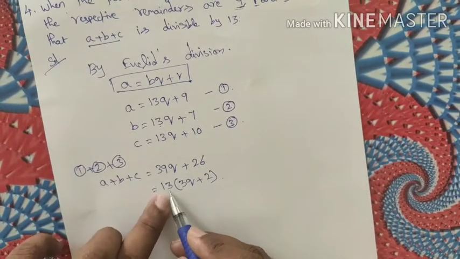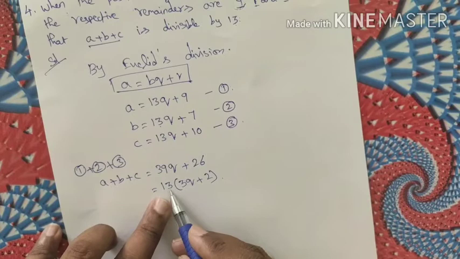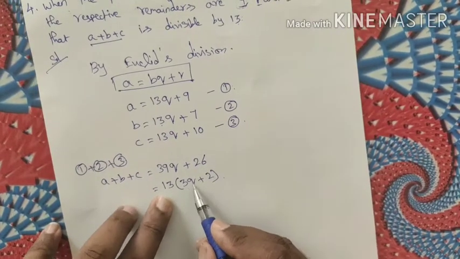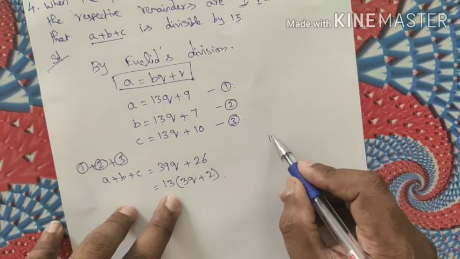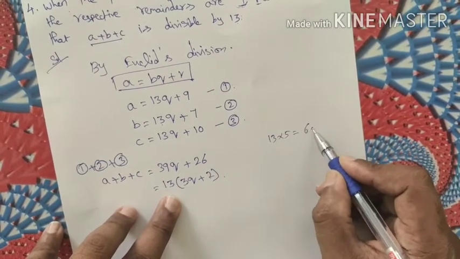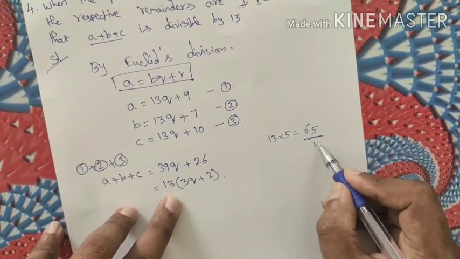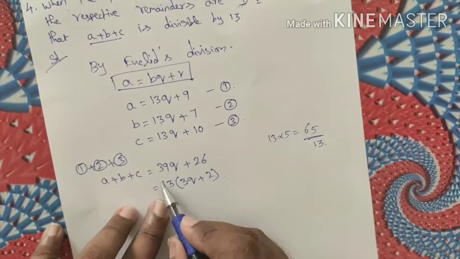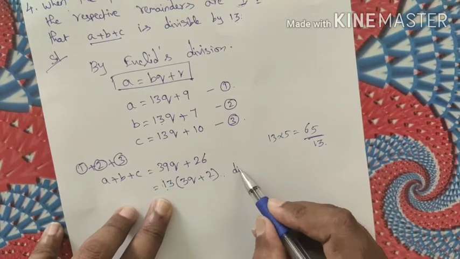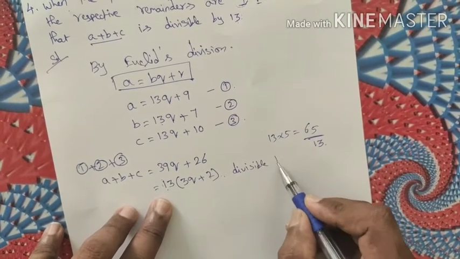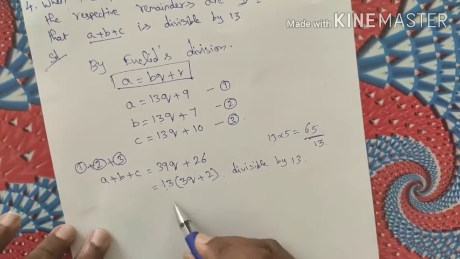So the outside number is a multiple of 13. Suppose I give q is equal to 1, then 3 plus 2 is 5. So 13 into 5 is 65. So 65 is exactly divisible by 13. Because we are multiplying by 13, this number is divisible by 13. Hence proved.